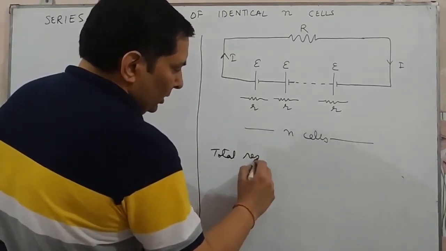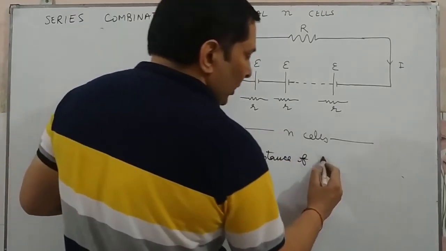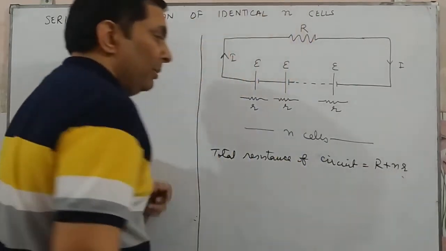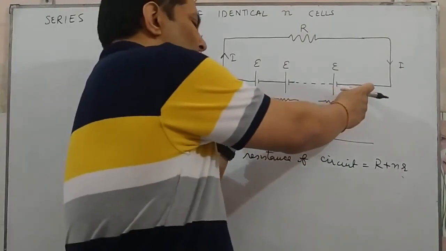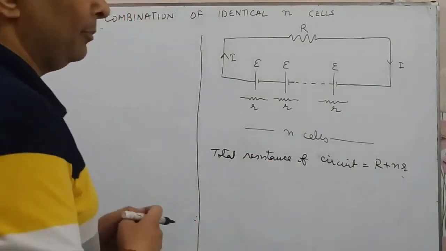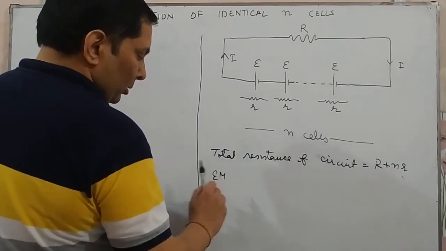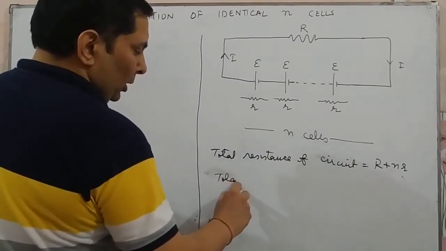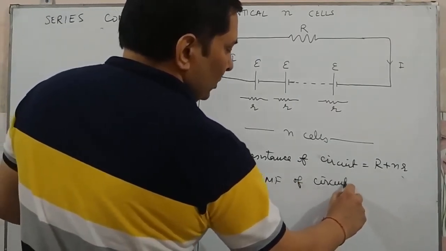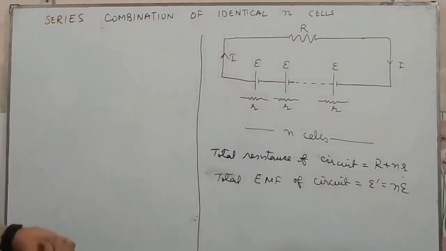We write the total resistance of the circuit, that is R plus n times r. Why am I writing this? Because the total internal resistance of this combination is nr and the external resistance is capital R, so the total resistance of the circuit is capital R plus small n into r. Next, the total EMF of the circuit, that is E dash, equals n times E as per the previous discussion.